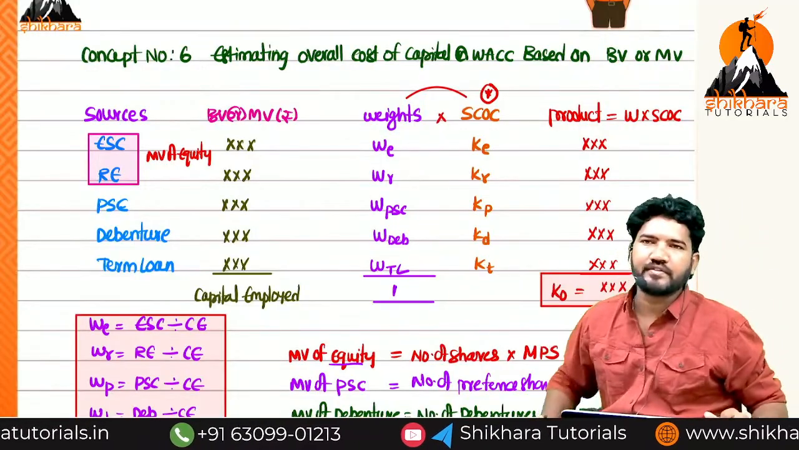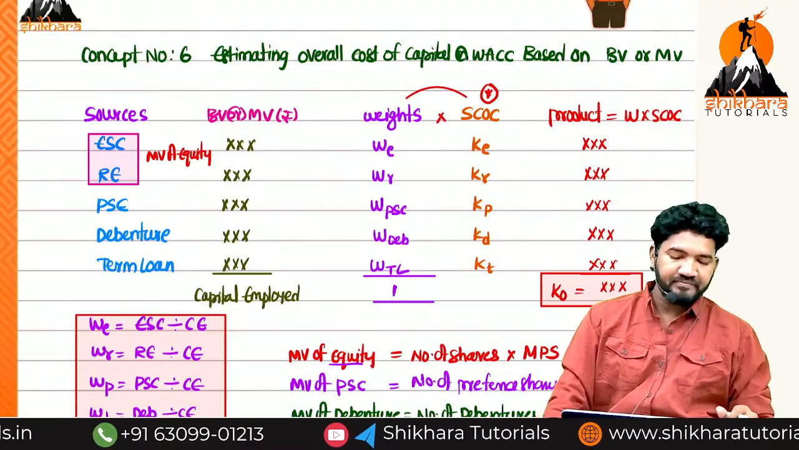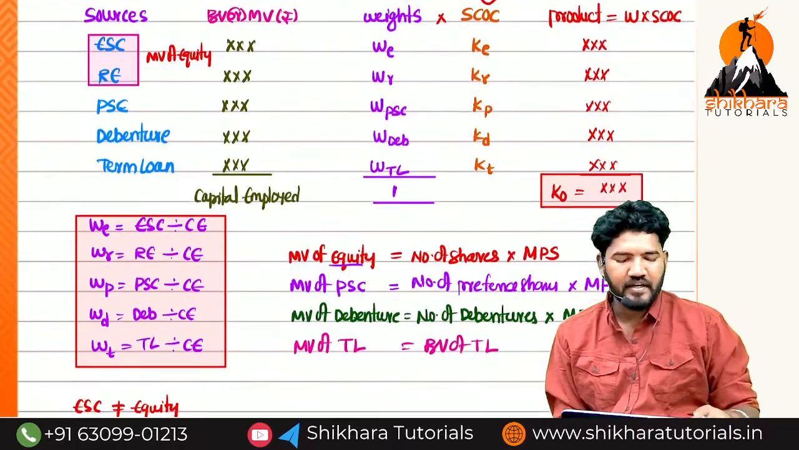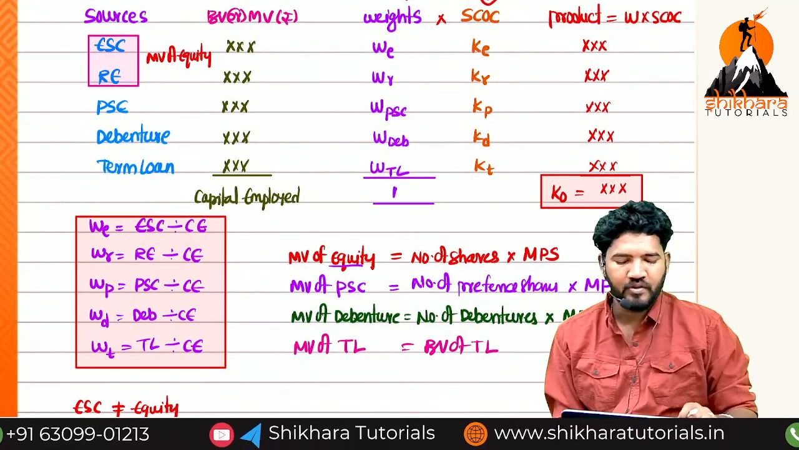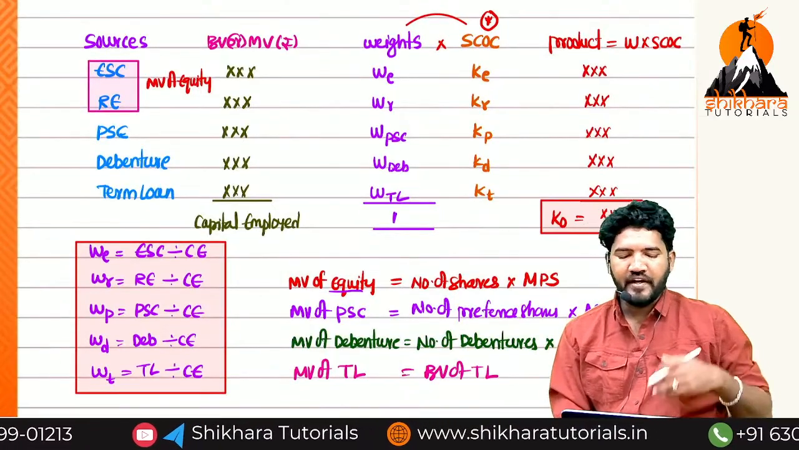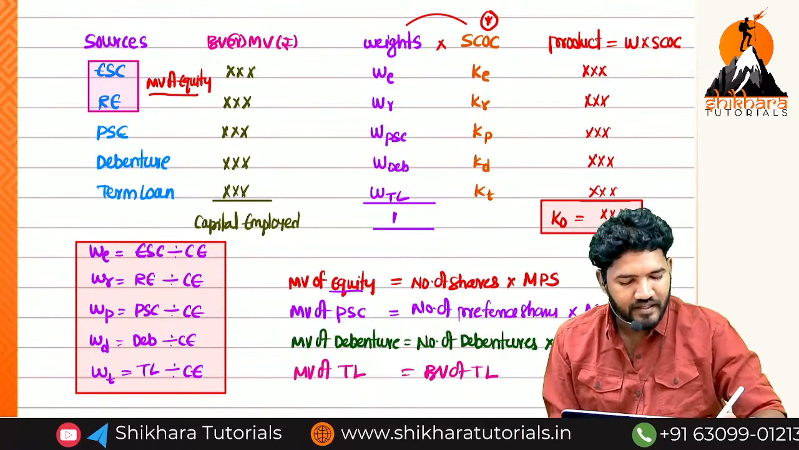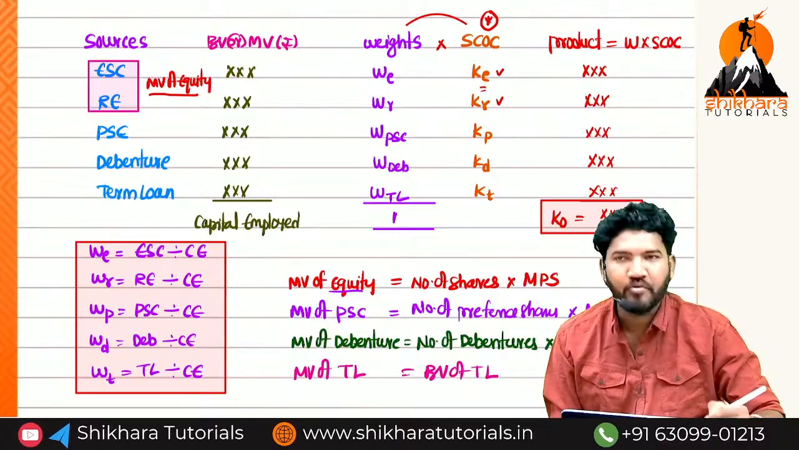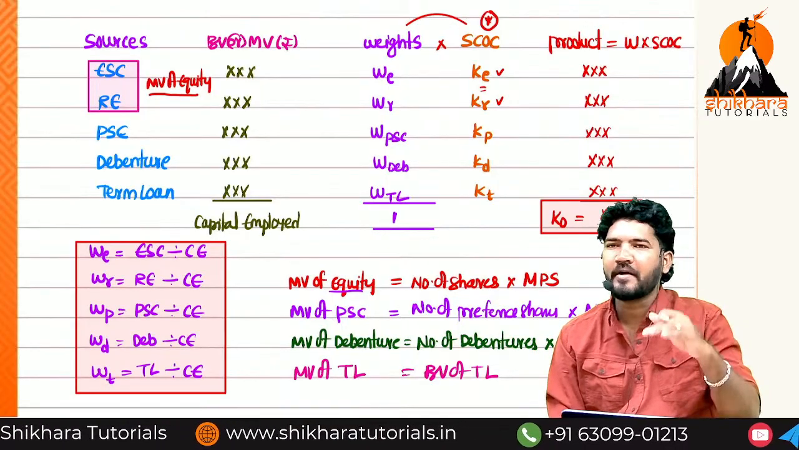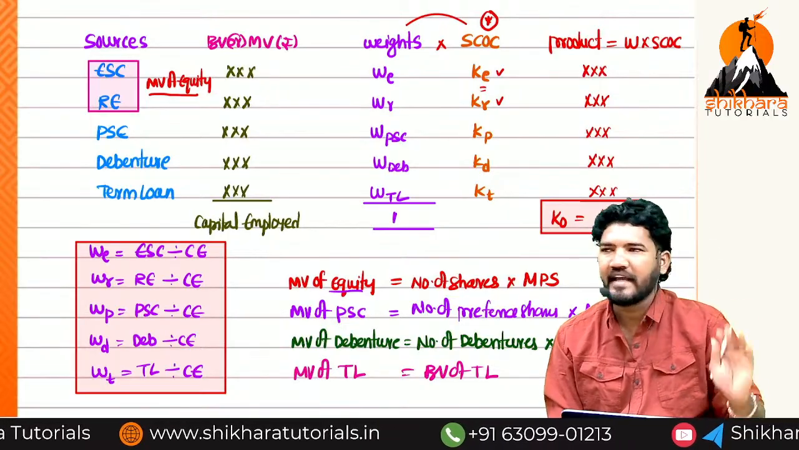That's the point. Hope you guys are clear? And next, I will explain at the time of the problem. Why? Because another complication is there. If I write market value of equity, I will consider KE and KR both the same only, right? I will not multiply one time with KE and one time with KR. I will multiply with only either one.